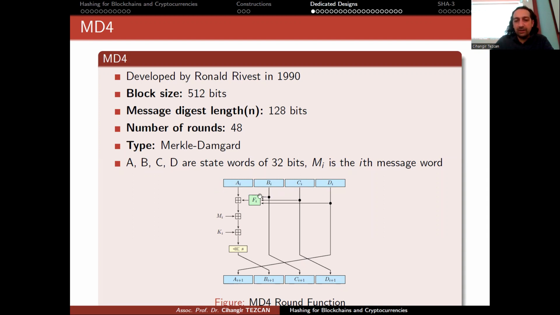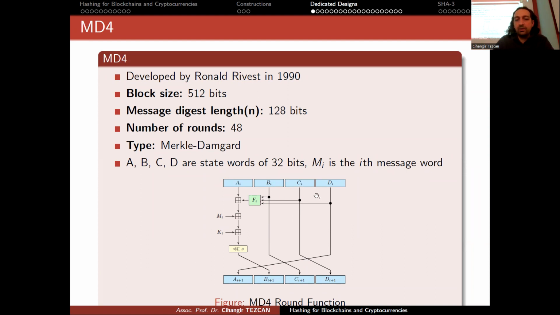And once you start running this algorithm, you keep feeding your message words from here. Although your message block has 512 bits, here you feed them 32 bits by 32 bits, okay? So it is a very simple round function. There is an F function here, which consists of AND or NOT operations. I will show what it is in MD5 because it is the same there.